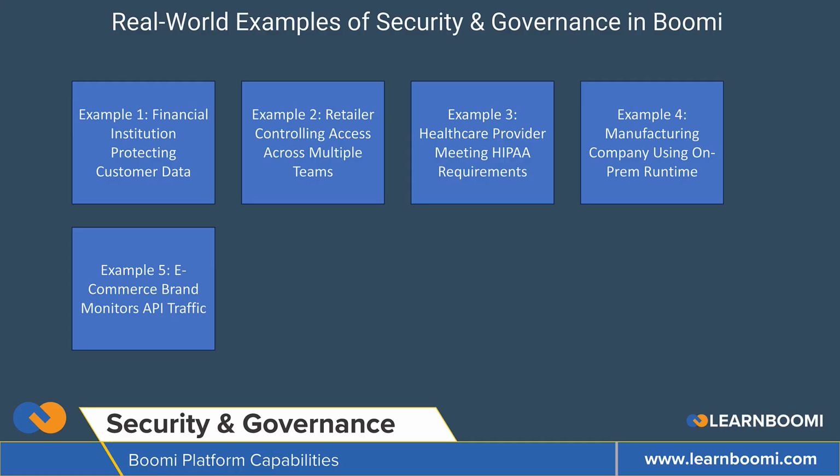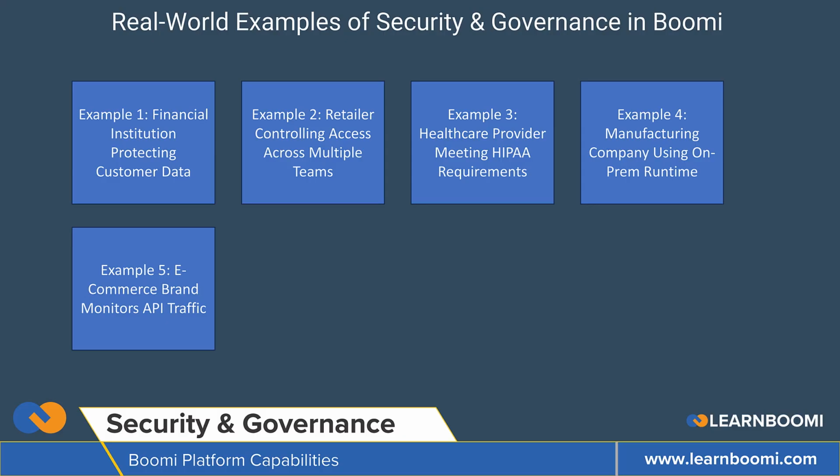The first example is a financial institution protecting customer data. A bank integrates customer onboarding, loan systems, and payment gateways. The security requirements are strong encryption, strict access control, and audit logs. How does Boomi solve this problem? Boomi provides encrypted connectors, MFA plus SSO, detailed logs, and an API gateway with OAuth. This ensures compliance with financial regulations.